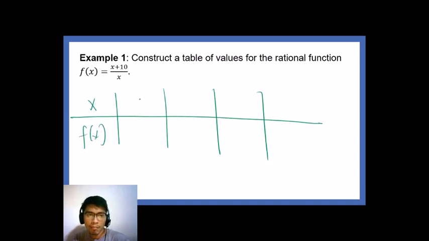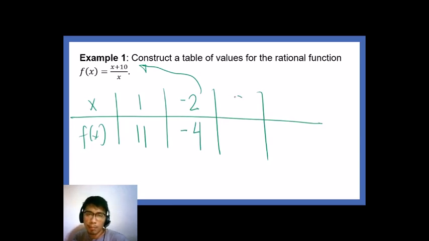So if my x is 1, how does my f of x become? So simply substitute it here. 1 plus 10, that is 11 over 1. So 11 divided by 1, that is 11. How about I'm gonna put negative 2 here? So just substitute it here. Negative 2 plus 10, that is positive 8. Positive 8 divided by negative 2, that is negative 4.